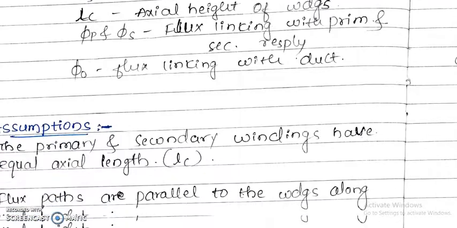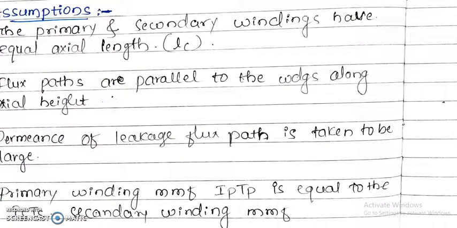Some assumptions we have to make to carry out this derivation. What are the assumptions we have to make? As I have told, primary and secondary windings have the same, equal axial length LC. Second one, flux paths are parallel to the windings along the axial height. Whatever phi P and phi S we are considering, all are along the axial height, along the windings. And the permeance of the leakage flux path is taken to be large.